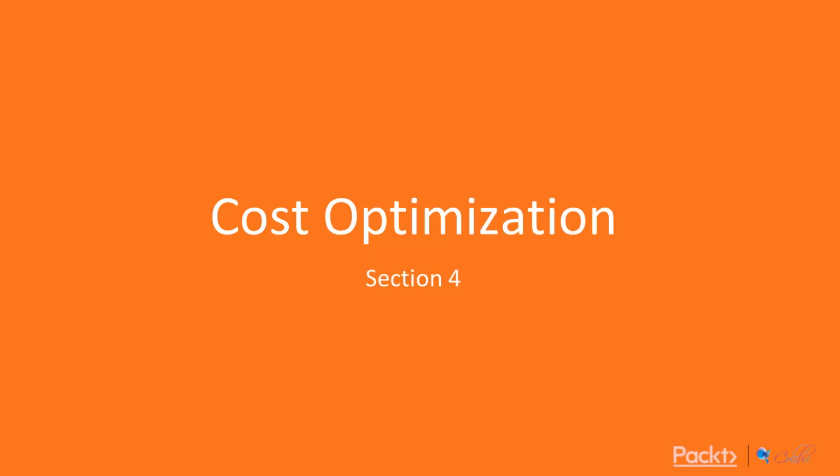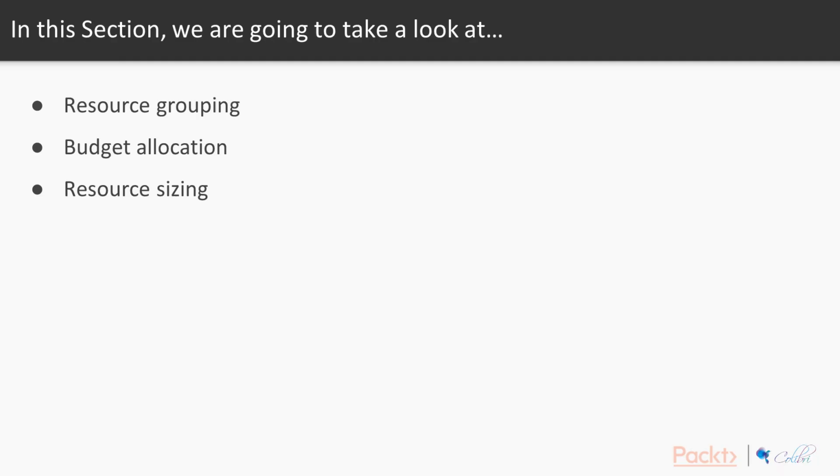Welcome to section 4, cost optimization. In this section, we're going to have a look at three different components. Firstly, we're going to take a look at how we can group our AWS resources together. Next, we're going to look at budget allocation and cost control before moving on to resource sizing and how we can make sure that we scale our resources in when we no longer need them.